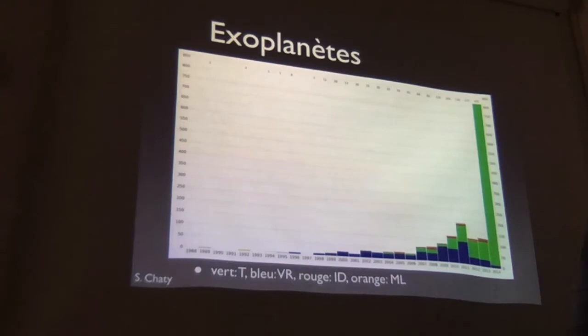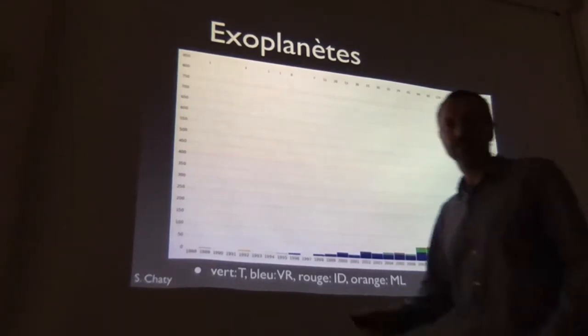So it's easier. In red, you have the direct imaging. You see that it remains very small. And in orange, you have the micro lensing, not big either. Okay? So it's mainly transit now.